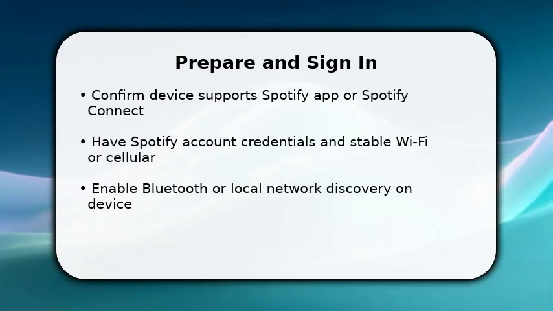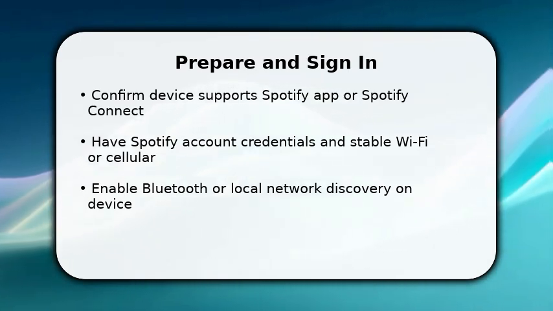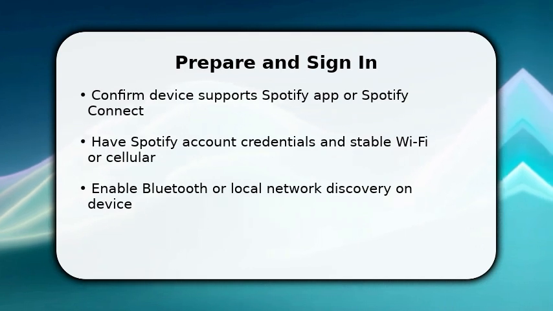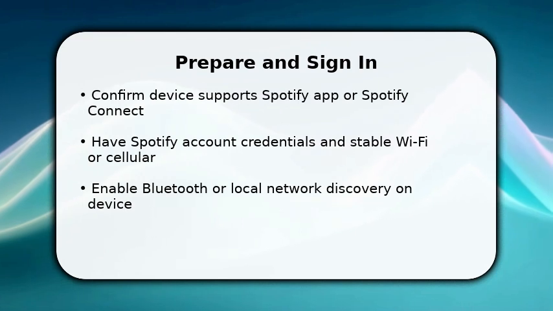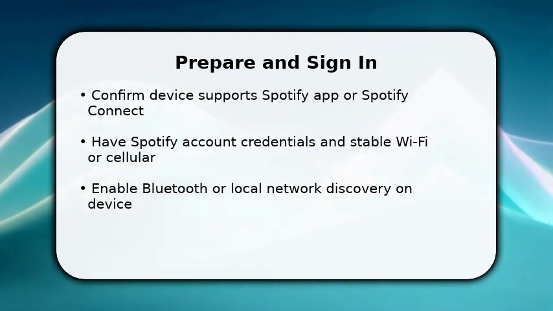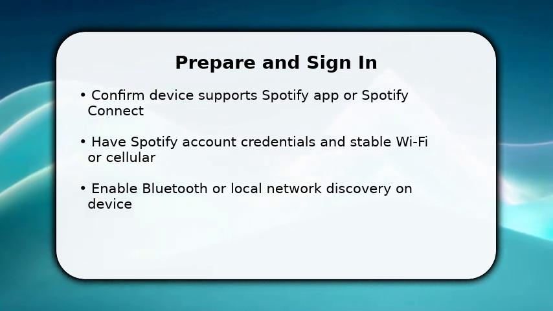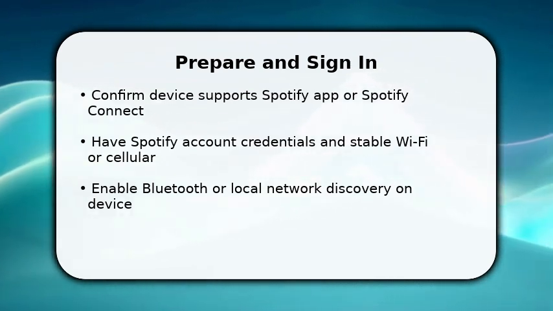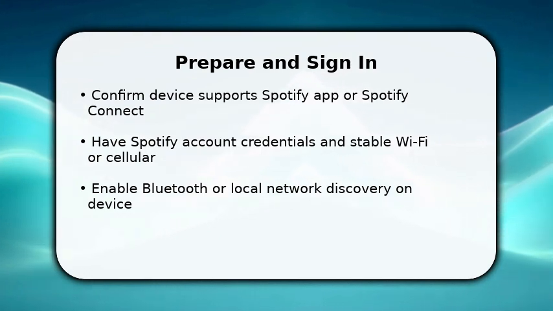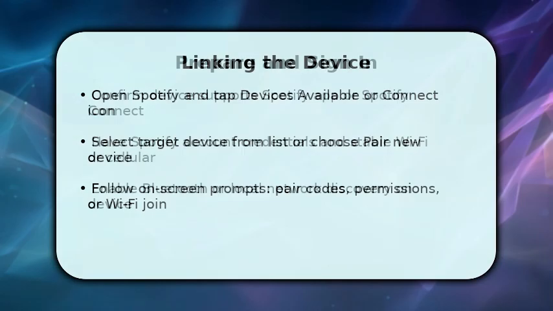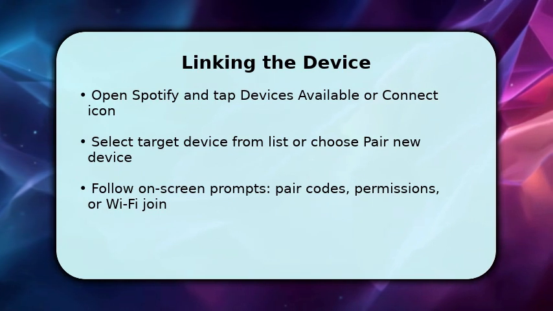You start by opening the Shopify app and signing in. Use your username and password or social sign-in to proceed. Once signed in, make sure the device is on the same Wi-Fi network as your phone or computer when using Shopify Connect. If you're pairing via Bluetooth, enable Bluetooth on both devices and make them discoverable. These steps get you past the gate, signed in, networked, and discoverable, so the next actions can link the devices seamlessly. Once done, tap the Connect icon in the lower corner or select devices available from the menu.